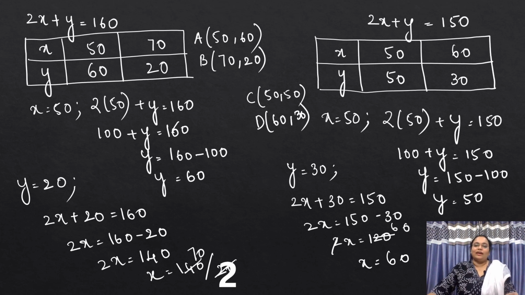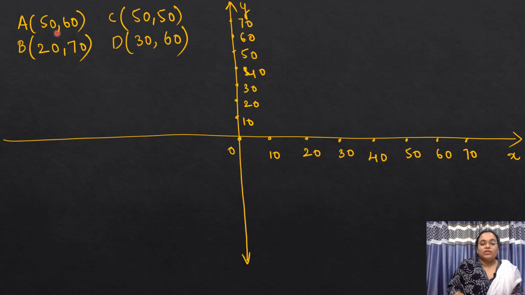Now let us represent it on a graph. The first point is 50 and 60, so 50 on the x-axis and 60 on the y-axis, which is here. The next one is 70 and 20: 70 on the x-axis and 20 on the y-axis, which is here. If you just join those two points, you will get a line like this. This is A and this is B.